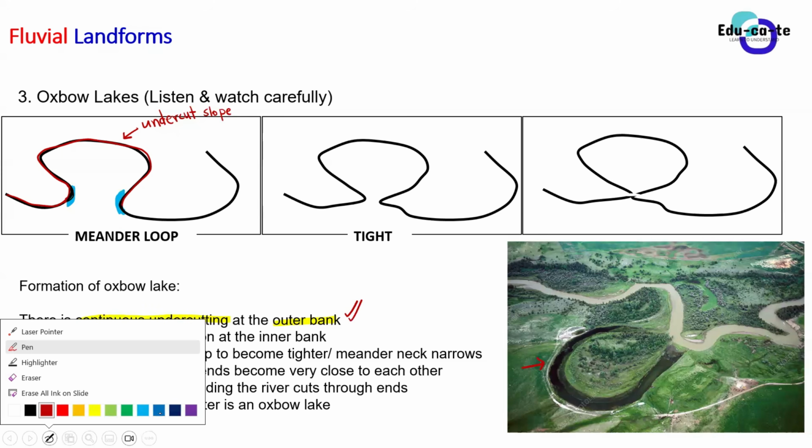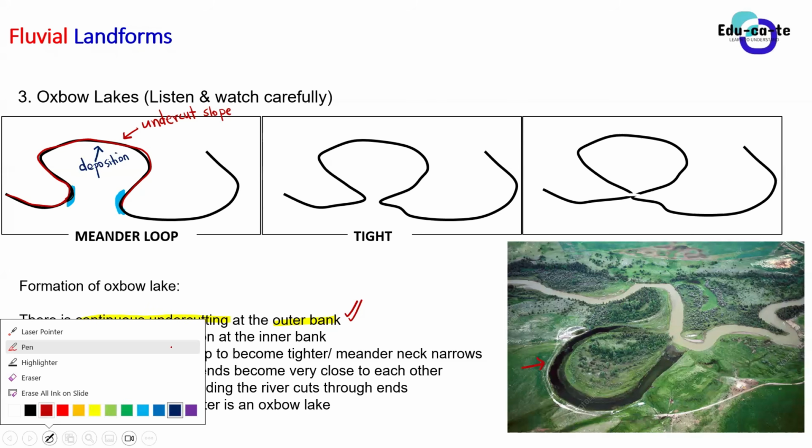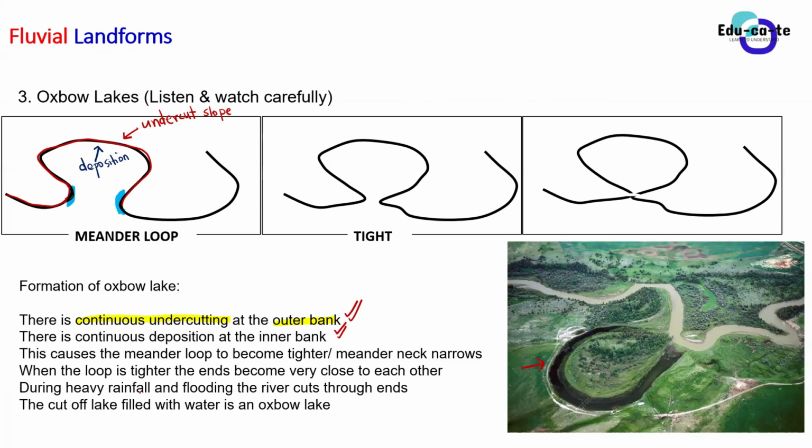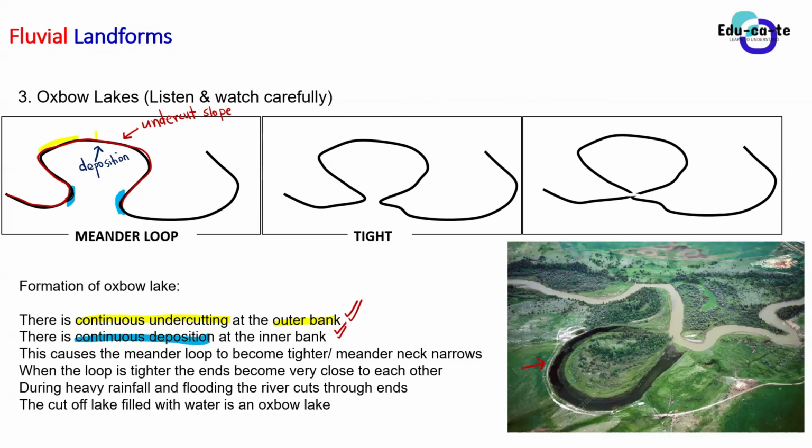And then what happens in the inner bend of the river, or the inner bend of the meander, as we have already explained before? In the inner bend, guys, I told you that we have got deposition. This is the slip-off slope and there is deposition. So in the inner bank of the river, we have got continuous deposition. It means that the material eroded from the undercut slope, from the outer bank, is deposited in the inner bank.